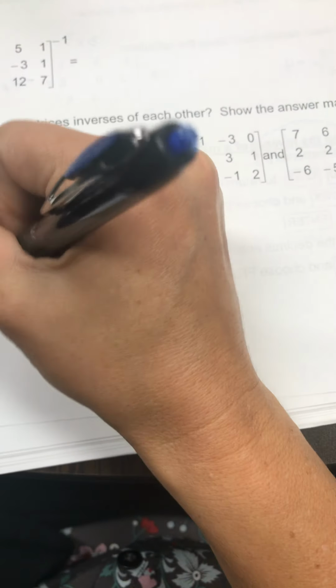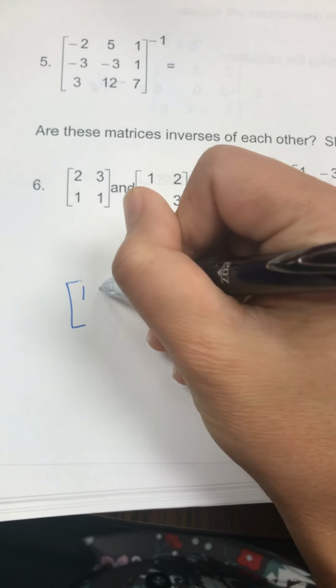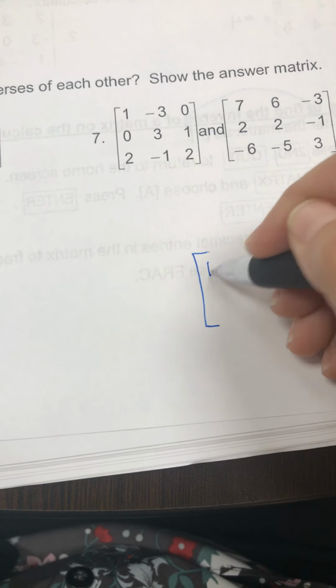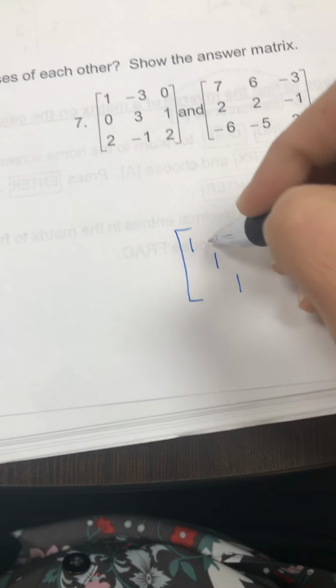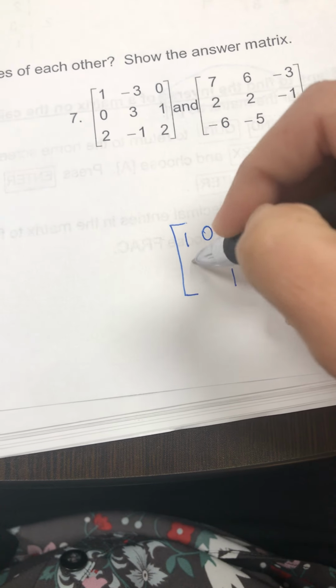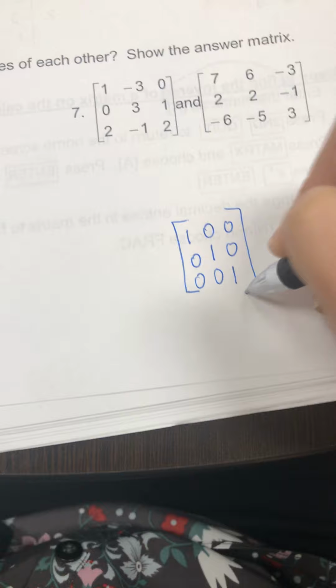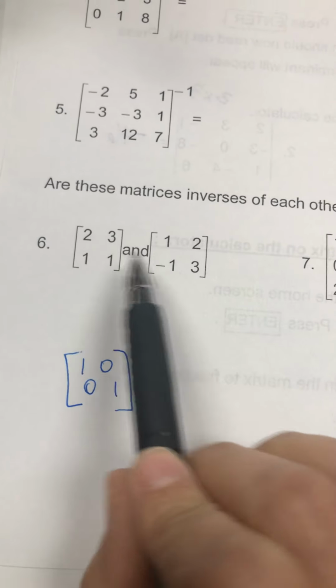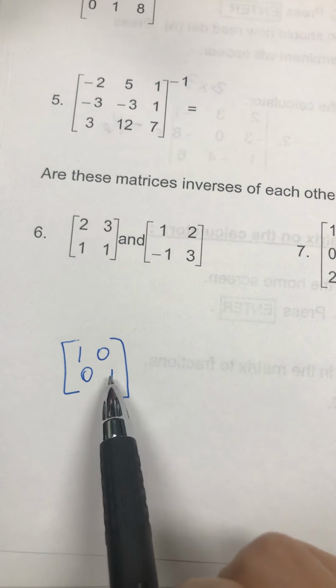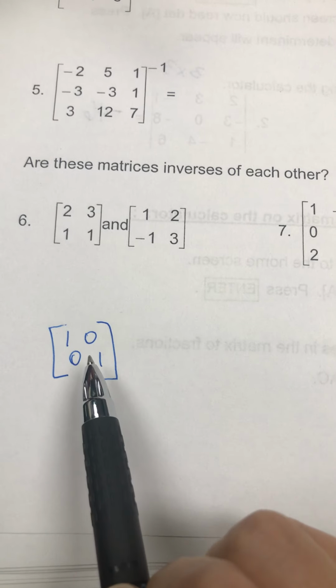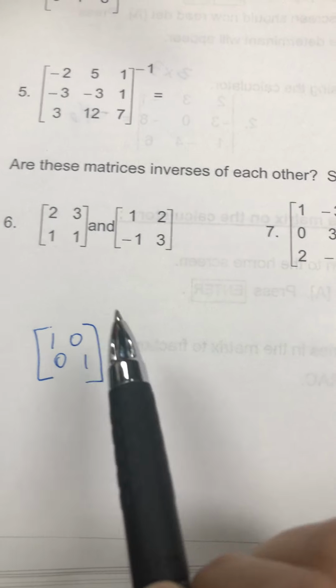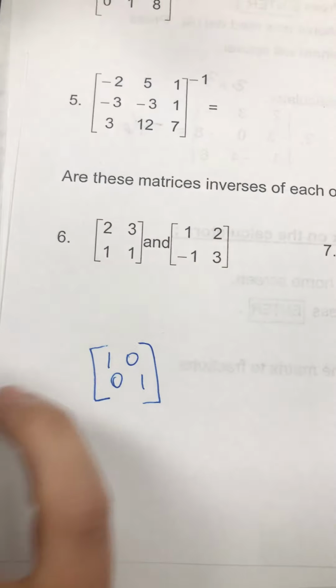So for a 2 by 2, it is 1, 0, 0, 1. And for a 3 by 3, you have the diagonal ones like this, and then you have zeros filled in around it. Okay. So if we multiplied these using our calculator and we get this, then yes, they are inverses of each other. But if we get something else, then they're not. And the same here. Okay. So let's just do this one, number 6.